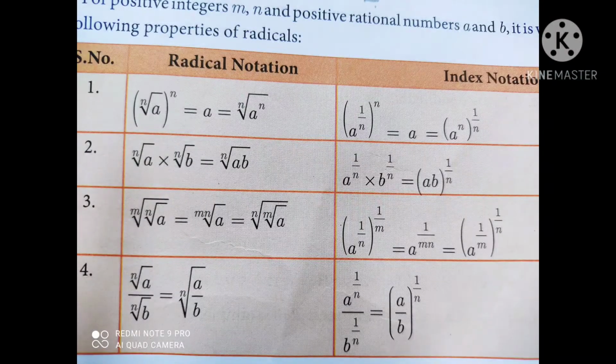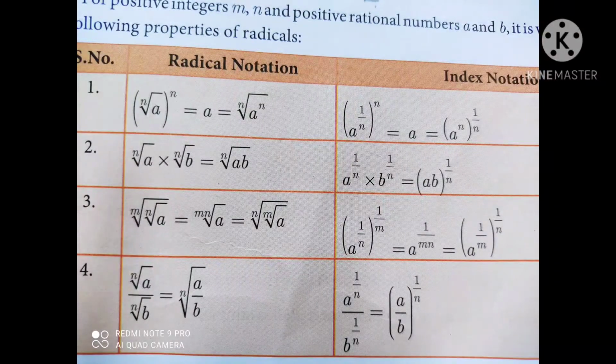The third condition is: the mth root of the nth root of a is equal to the mnth root of a, or we can write the nth root of the mth root of a. In index notation, (a^(1/n))^(1/m) is equal to a^(1/mn), or we can write (a^(1/m))^(1/n).